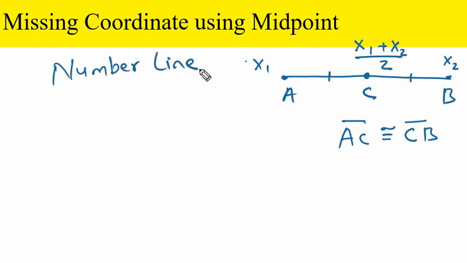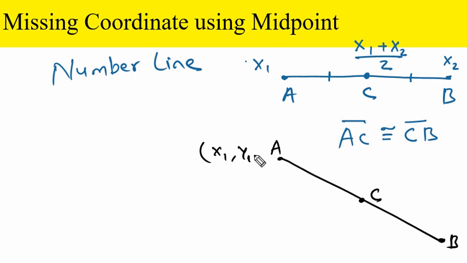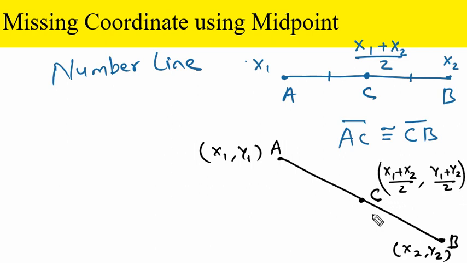Now, what if I ask you on a coordinate plane? On a coordinate plane, let's say you have a segment AB and a point C in the middle. Then this point is x1 comma y1, and this point is x2 comma y2. Then the coordinate for point C will be x1 plus x2 over 2 and y1 plus y2 over 2. This is what we have studied for the midpoint theorem.